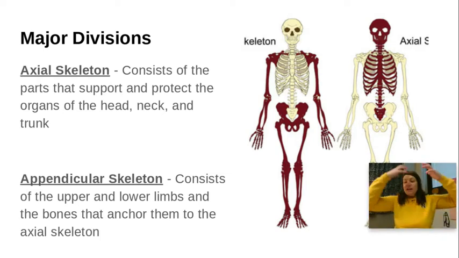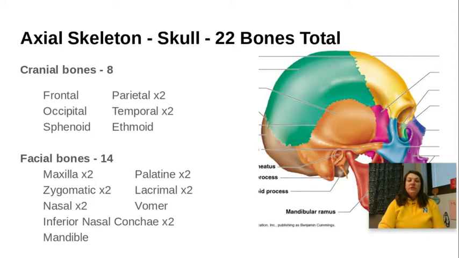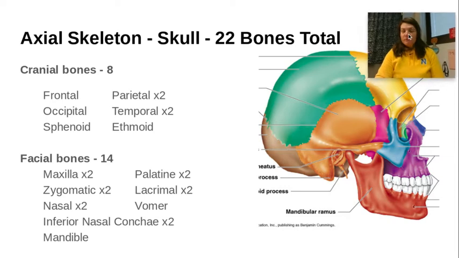Okay, so let's talk about the axial skeletal system for a second. Let's talk about the skull, okay? The skull has 22 bones in total. So if we have 206 bones in our body, 22 of them are in our skull alone. Okay, that's a lot. And it's important, right? There's a reason why we have 22 bones in our skull. It's to protect our brain, okay?